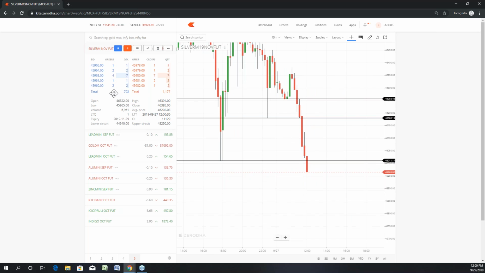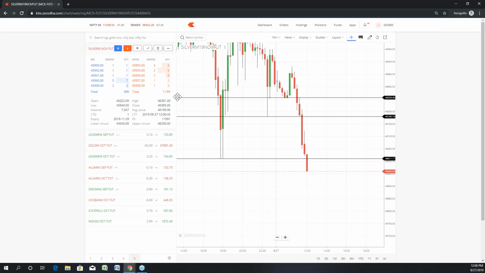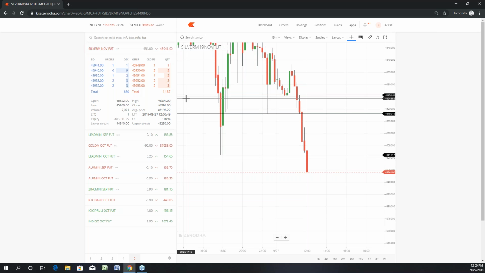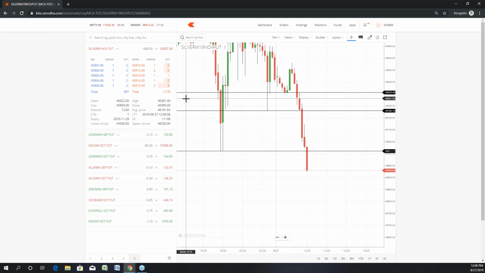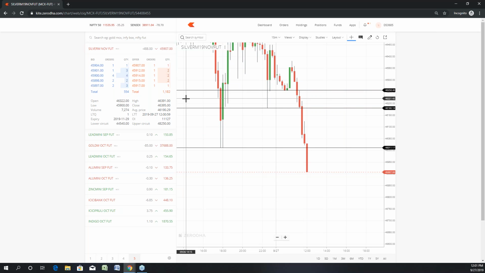And just compare the buyers and the sellers. The ratio is quite significant, and if you see, the ratio is not moving at all. It's almost 1:2. So that means the sellers are pretty aggressive right now. Sellers are pretty aggressive right now.